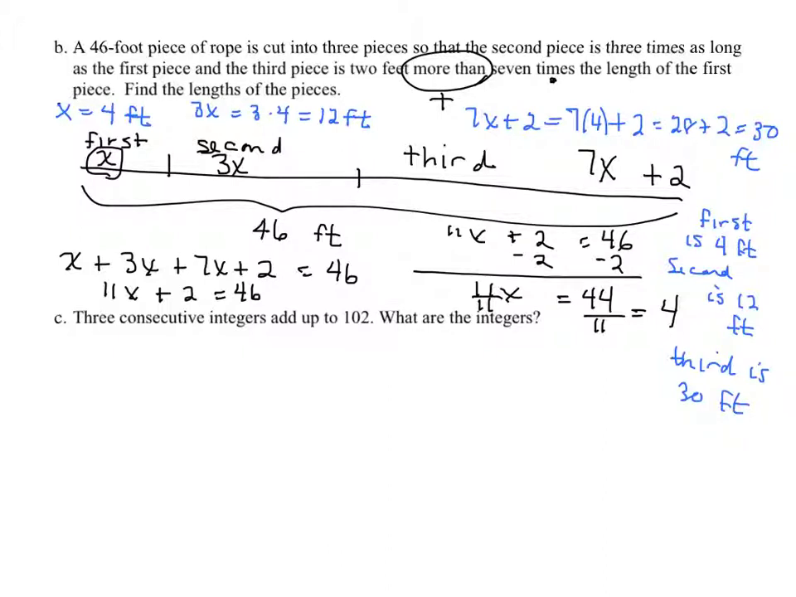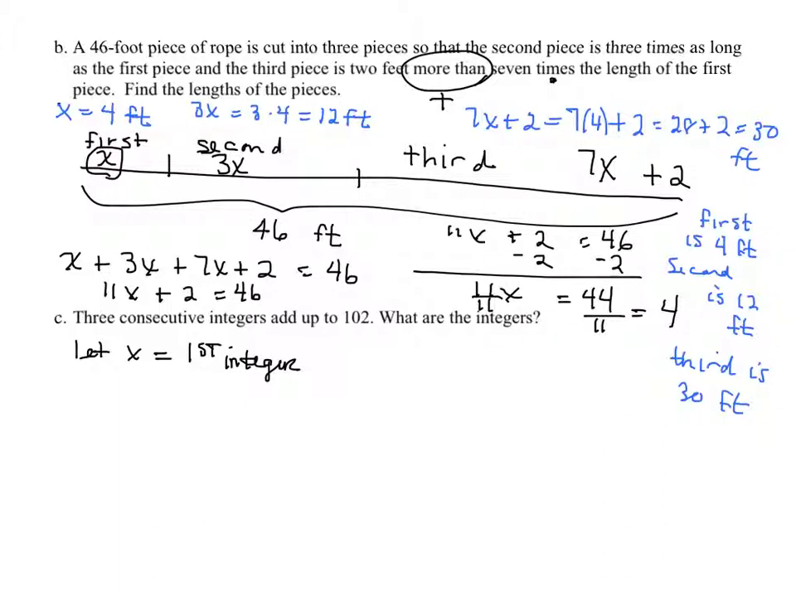Now, let's take a look at consecutive integers. Consecutive means one right after another. So 1, 2, 3, or 7, 8, 9. So we're adding 1 each time. So if I'm going to sum them or add them up, I'm going to let x equal the first integer.